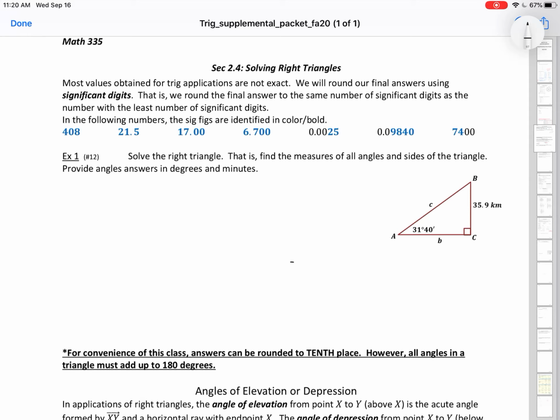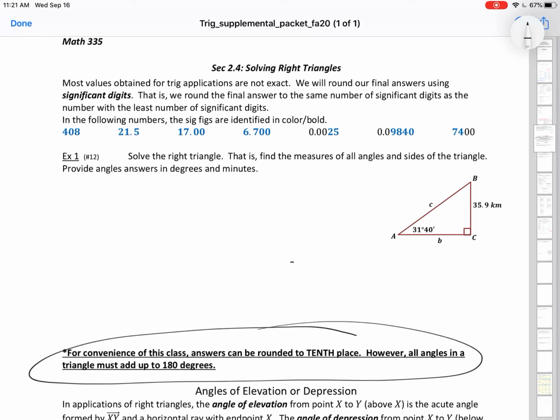There are some statements across the top about rounding and significant digits. However, they don't seem to hold to that, so I'm going to ignore that. For the convenience of the class, answers can be rounded to the tenths place, but angles must add up to be 180 degrees. Don't stress too much about that. Do natural rounding. It should match the answers in the back of the book as you do the recommended problems. Don't skip those recommended.